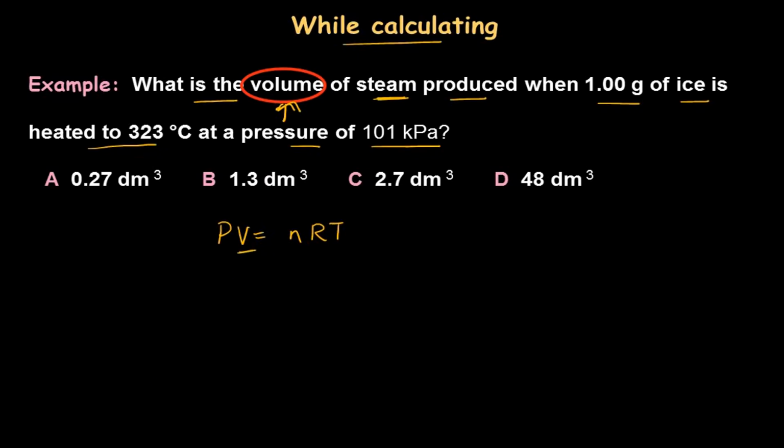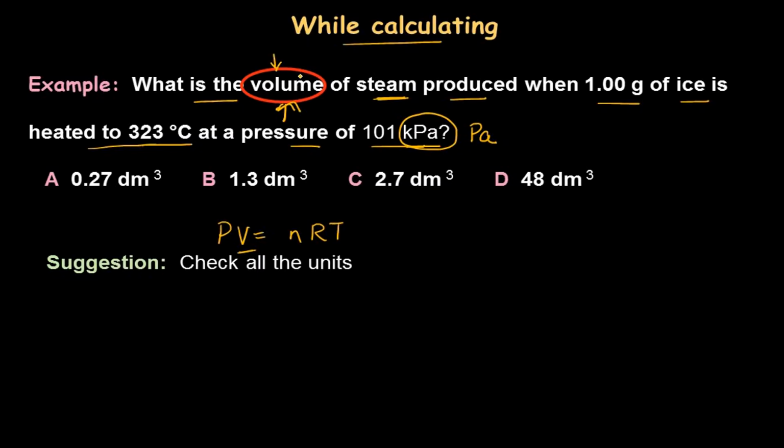But what I suggest is that you check all the units before you substitute the values. The temperature is given in degrees Celsius, which needs to be converted into Kelvin. The pressure is given in kilopascals, which needs to be converted into pascals. The volume calculated according to the formula will be in meter cube, but our answers are given in dm cube. So when you substitute the values, check all the units first and then calculate the correct option.